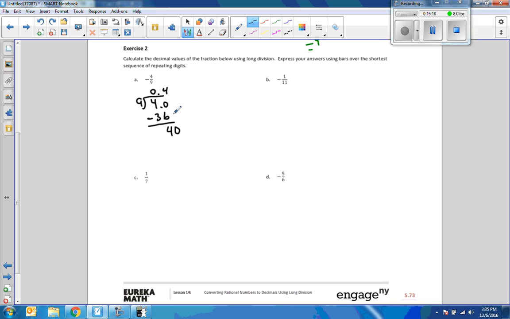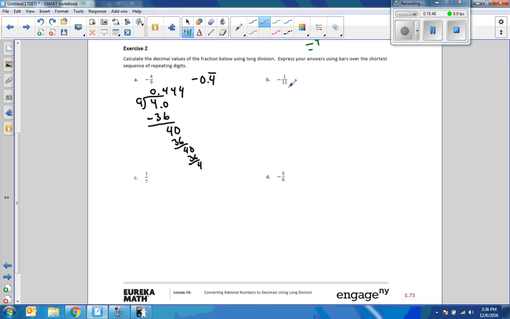Well, I already see this is repeating and it's going to repeat. 9 times 4 is 36, remainder 4. There's no need to continue. Don't forget the negative sign. The answer is negative 0.4 repeating. Okay, B.